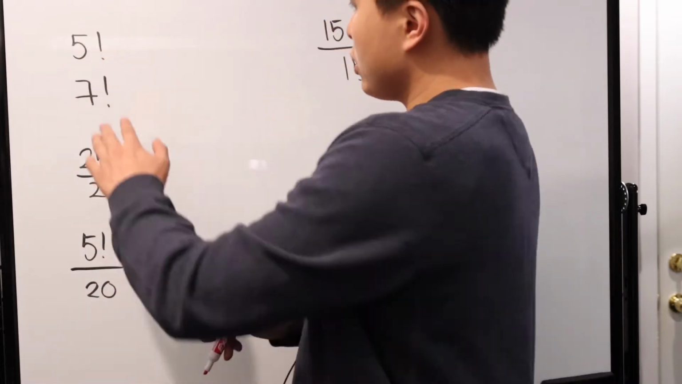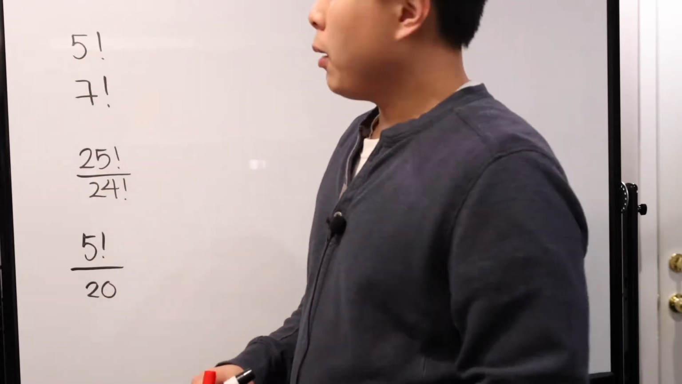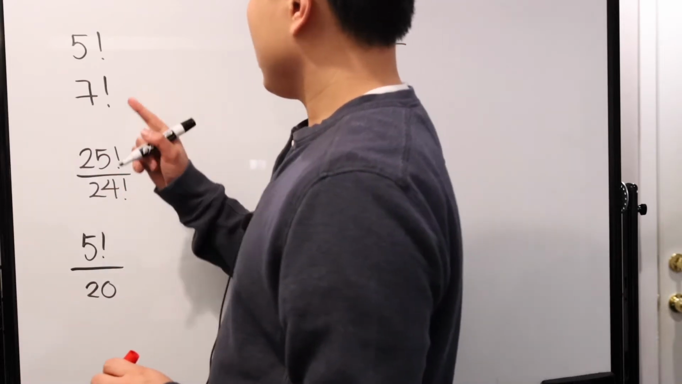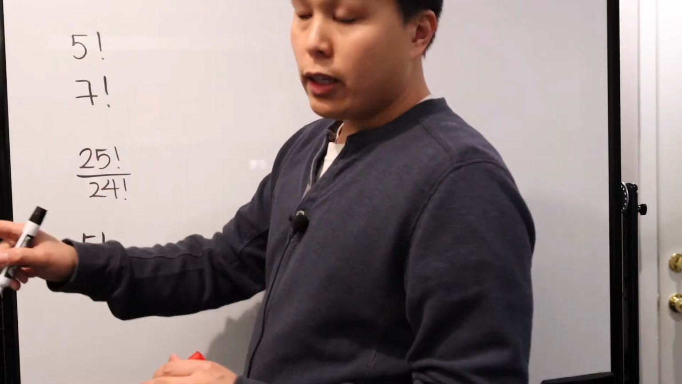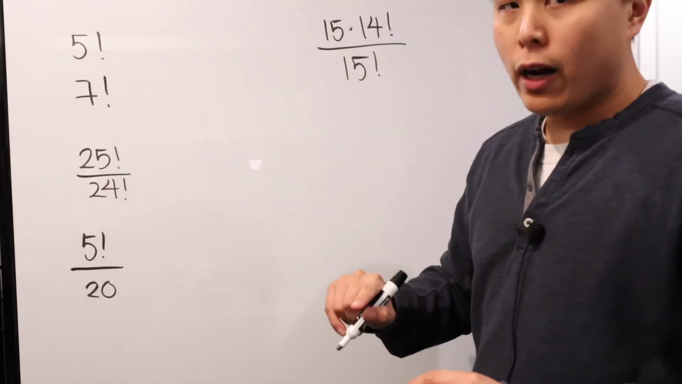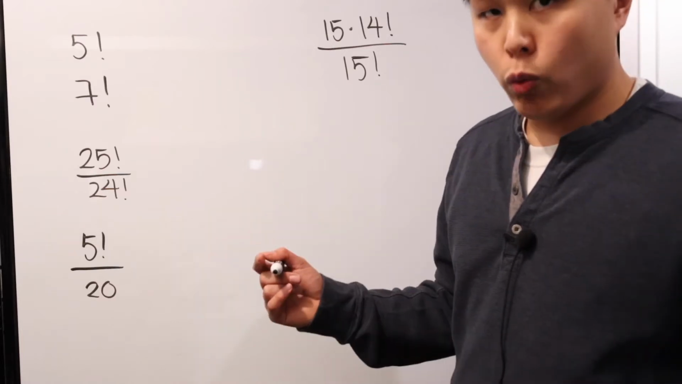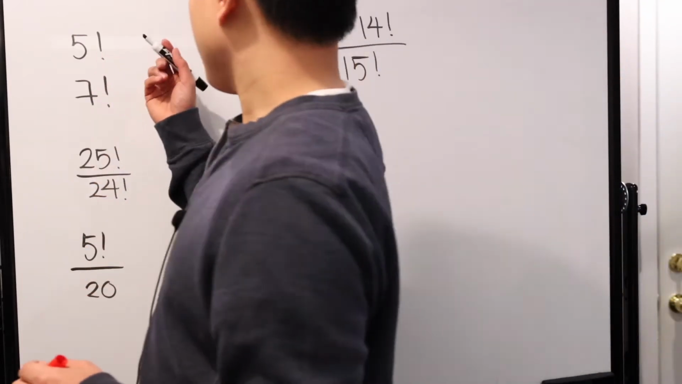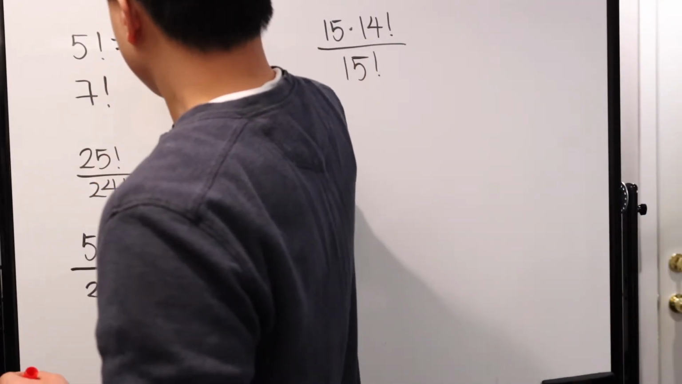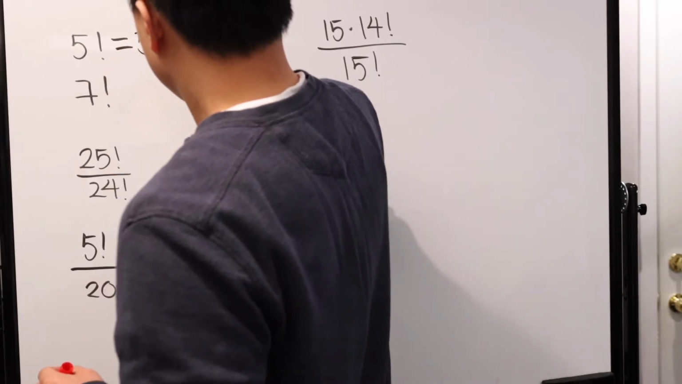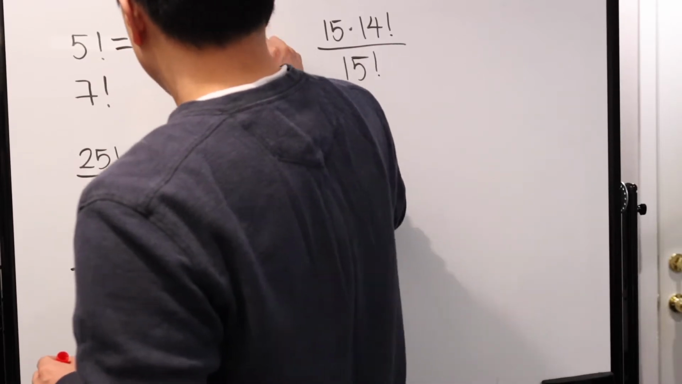So let's just look at this one, for example. 5 factorial. It usually has a number and then an exclamation mark behind it. What it's saying is basically the number, whatever the number is, and then you incrementally go down by 1 all the way until you hit 1, and you're multiplying all those numbers. So 5 factorial would just be 5 times 4 times 3 times 2 times 1.